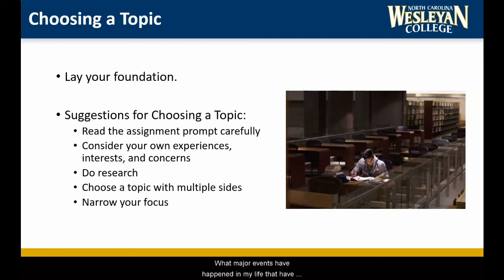What major events have happened in my life that have affected or fundamentally changed me or people I know? What hobbies, organizations, and issues do I care about? What's happening in the world that worries me? Create a list and make notes about how each of the topics and issues relate to the assignment prompt.